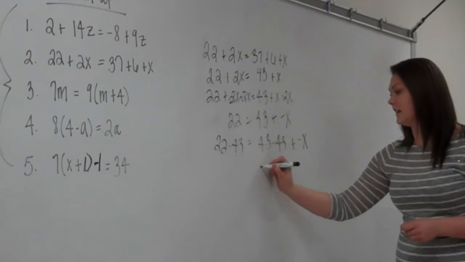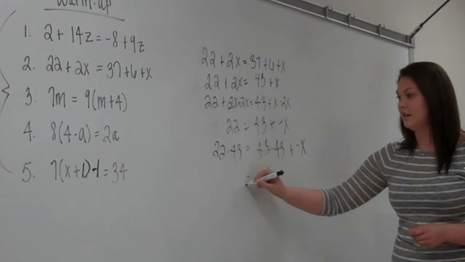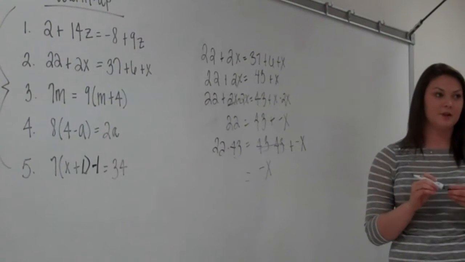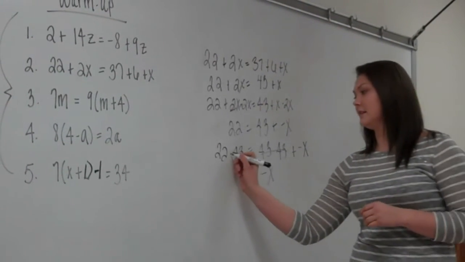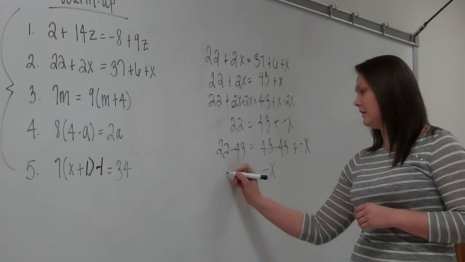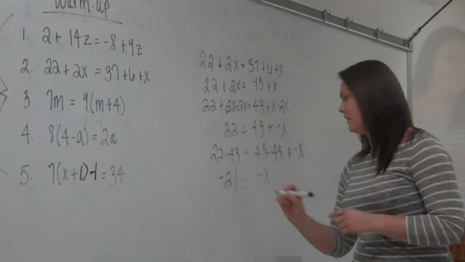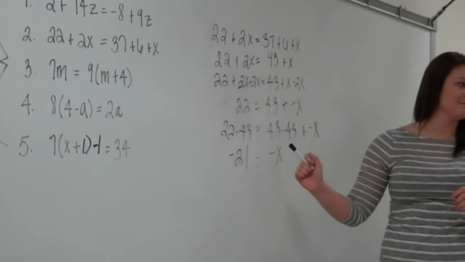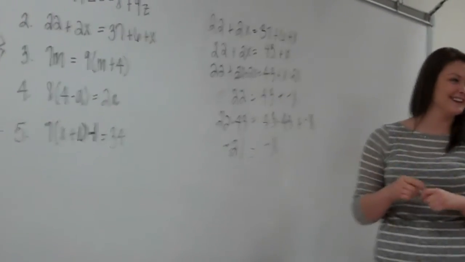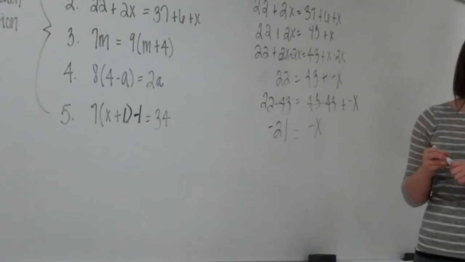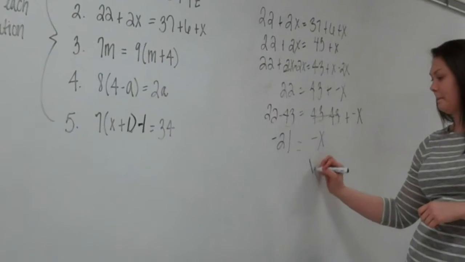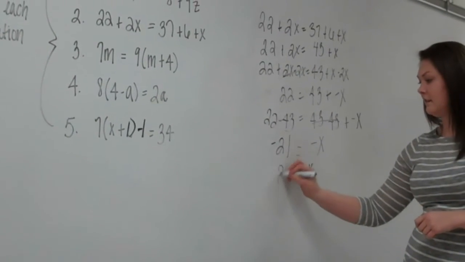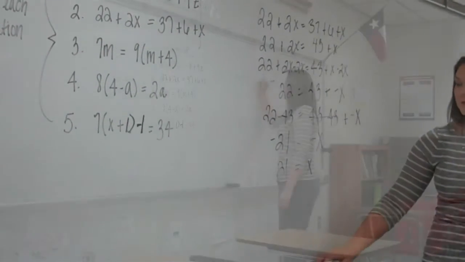Alright, so that cancels out. You have negative x. What does that equal? 22 minus 43. 21. So is it a positive or a negative 21? Negative. Alright, so is this the final answer? No. Why not? You gotta divide by negative 1. So then what's your answer going to be? Negative x equals negative 21, so x equals positive 21.